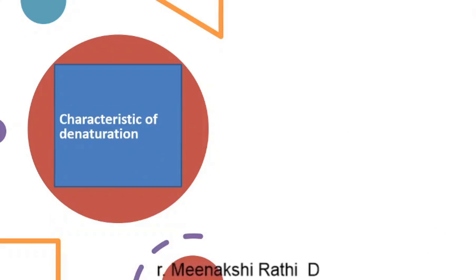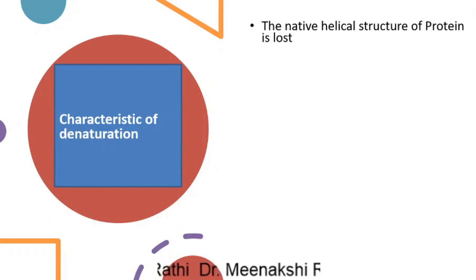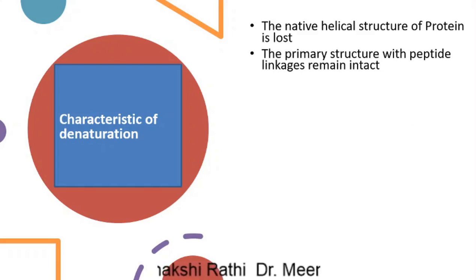What are the characteristics of denaturation? First characteristic is the native helical structure of protein is lost. Because of denaturation, helical structure is lost, because all secondary bonds or non-covalent bonds are disturbed. The primary structure with peptide linkage remains intact because peptide bonds are strong bonds. So, there is no effect of denaturation on peptide linkage.